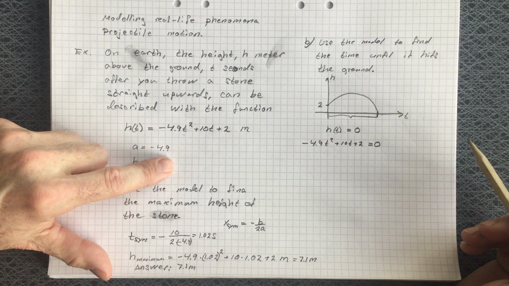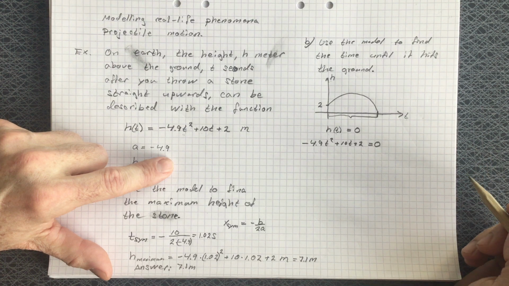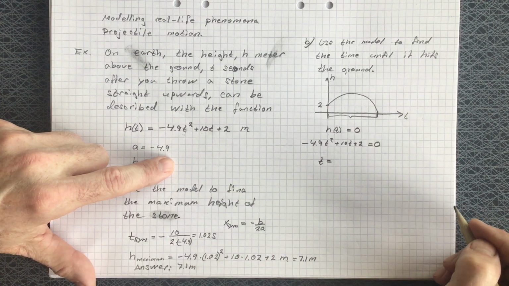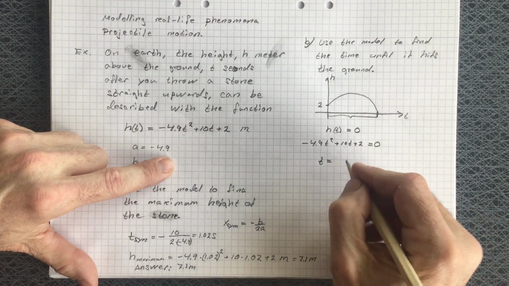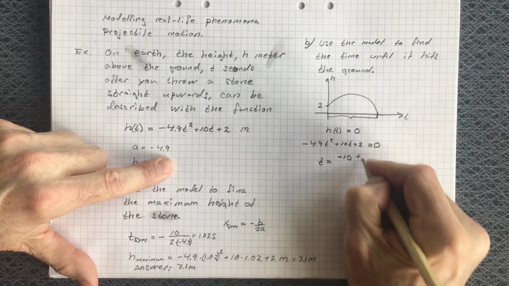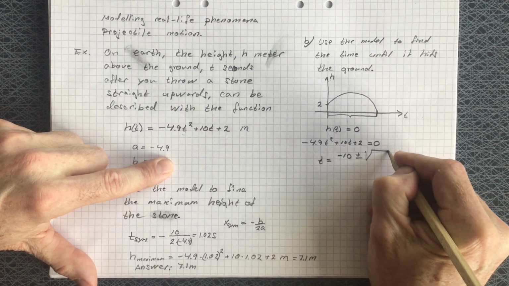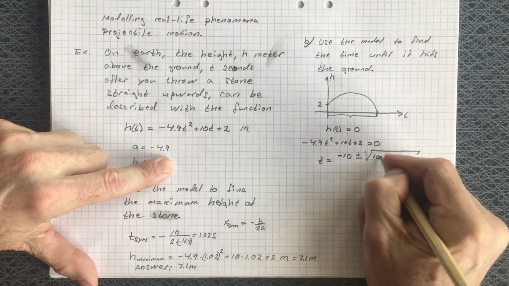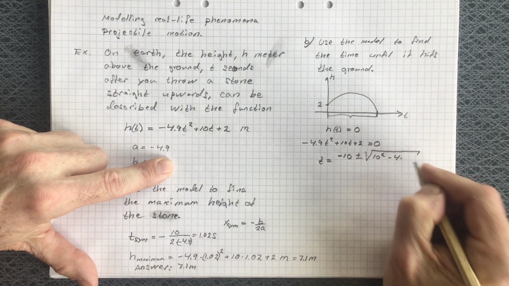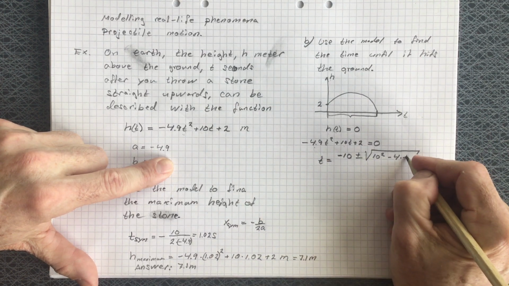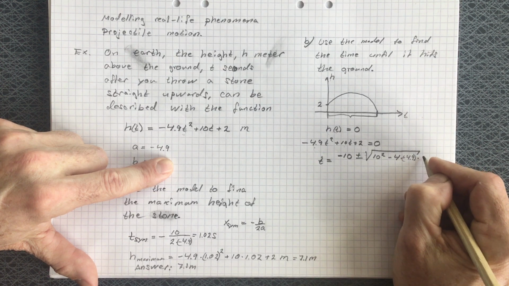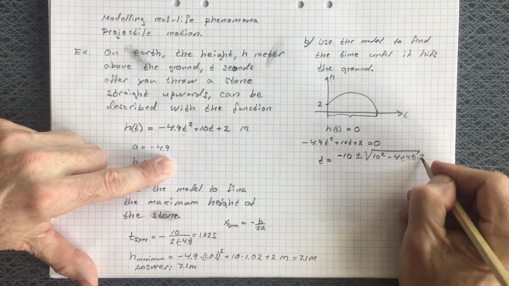And we have the formula for it. So let's use it. The formula tells us that you should take the b value and the negative sign for it, so it's minus 10 plus minus the square root of 10 squared minus 4 times the constant a, that is negative 4.9, times the constant c, so 2.